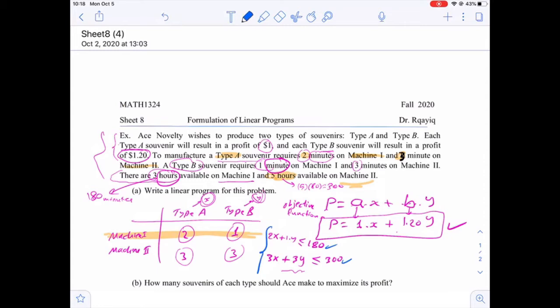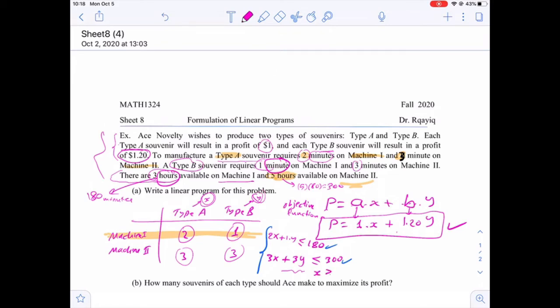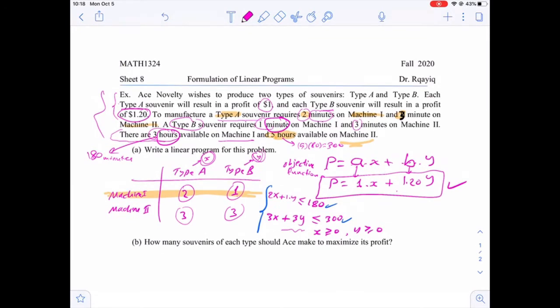Now there are still two other constraints. If you remember the non-negativity constraints, they should be written here. So x cannot be negative and y cannot be negative. We write x is greater than or equal to 0 and y is greater than or equal to 0, because x and y denote numbers of items, and numbers of items cannot be negative. So we wrote the linear program. We have the objective function and we have the constraints. Now we need to solve this problem. How many souvenirs of each type should Ace make to maximize profit?